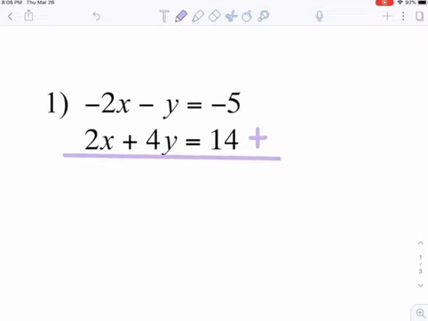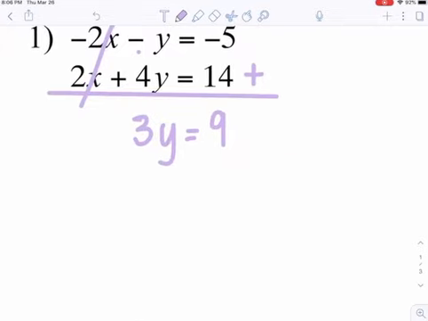Okay? So I'm just going to be combining my like terms. The reason why this works is because if I add 2x plus negative 2x, guess what happens? These cancel out. So my variable is eliminating. I'm literally eliminating one of the variables from my equation so that I have a one variable equation to solve. Now I'm going to add the negative y and the 4y. That becomes positive 3y. And then you add the negative 5 and the 14, which becomes 9. Now look at this super easy equation I have to solve. I'm going to divide both sides by 3, and I now know that y is equal to positive 3.